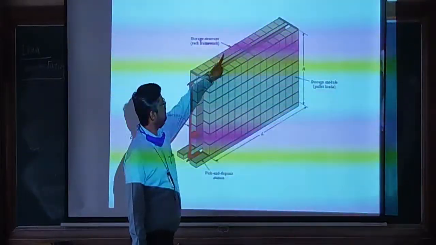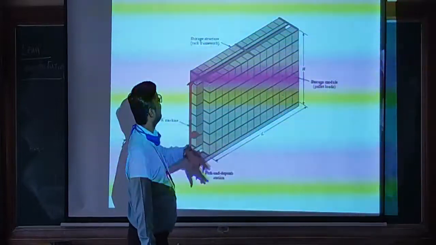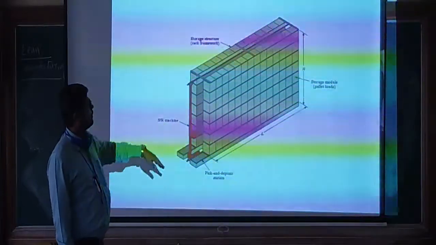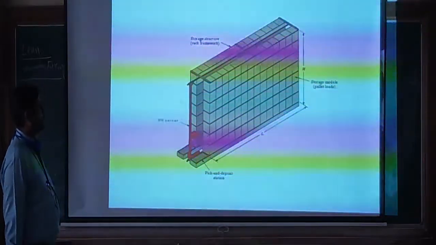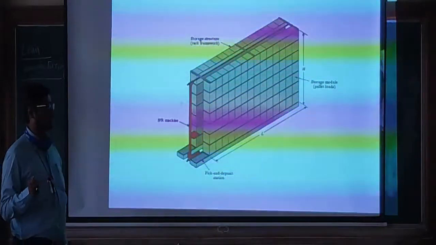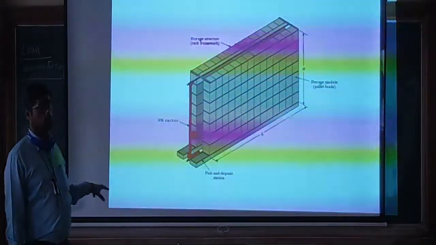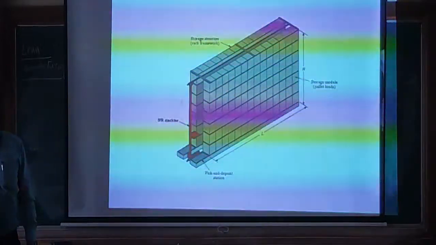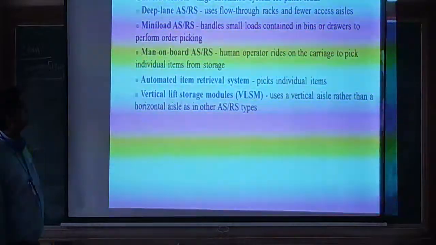This is the storage structure, the rack framework. This whole thing is the rack framework. This is the SR machine. Whenever you require, you just move that particular SR machine, the storage and retrieval machine, pick those particular parts and deposit them at the deposit station. This is for unit loads, not for mass loads, so these are unit load systems.